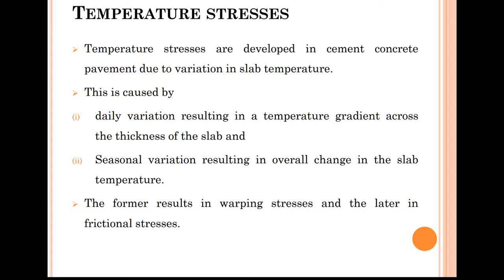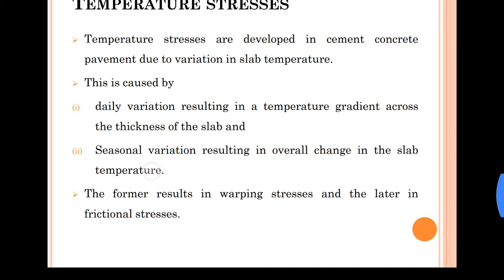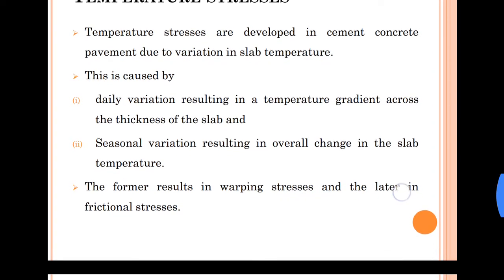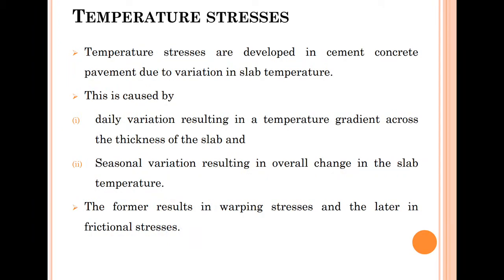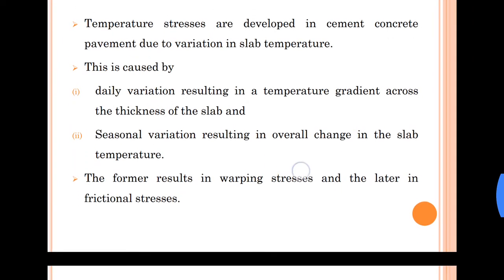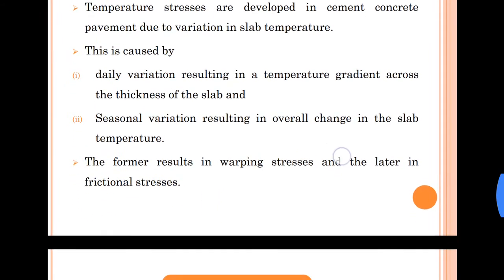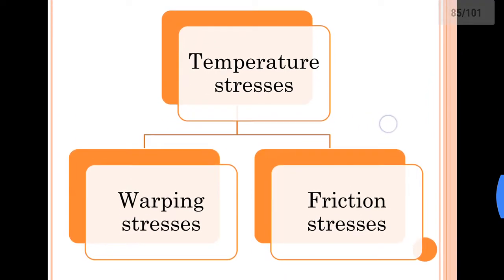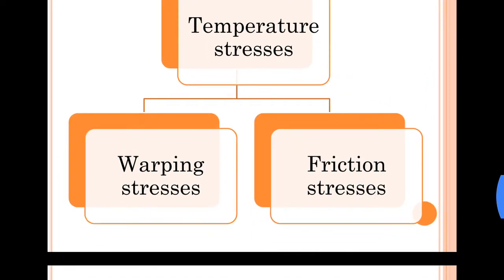So daily there is a temperature variation. There is a different temperature in the daytime and a different one in the night time. Then we have seasonal variation resulting in overall change in the slab temperature. The temperature of slabs in the winter and in the summer would be different. The former results in warping stresses and the latter in frictional stresses. So the daily variations would result in warping stress and seasonal variation would result in frictional stress. Now we will have a look at what is warping stress and what is frictional stress. So temperature stresses are of two types, warping and friction.